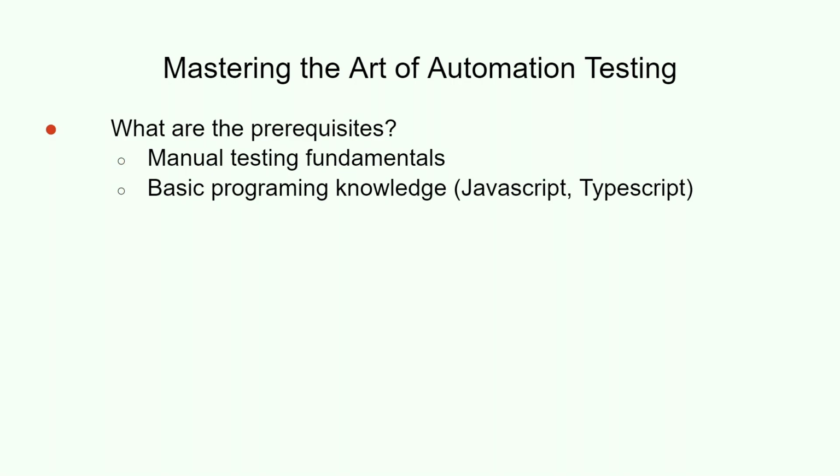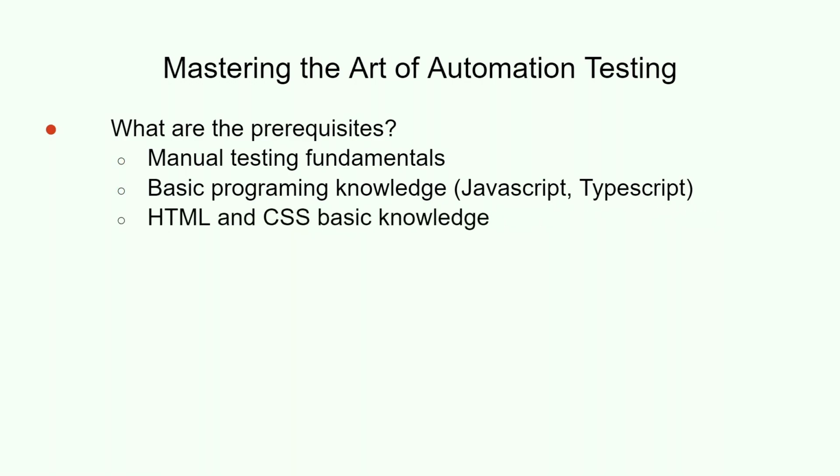Next is basic programming knowledge. Probably to no surprise, this is essential for writing and maintaining automated tests. This series will use JavaScript and TypeScript, but basic knowledge in any programming language will be helpful. Understanding these languages enables you to write test scripts that can automate repetitive testing tasks, ensuring that your software functions correctly with every update or change. Understanding OOP or object-oriented programming is a nice bonus because it will make your code reusable and more easily maintainable.